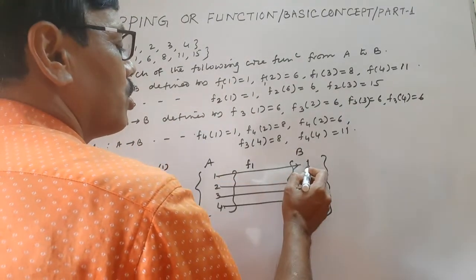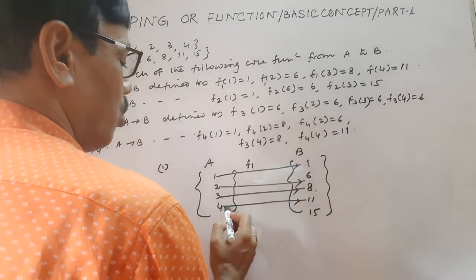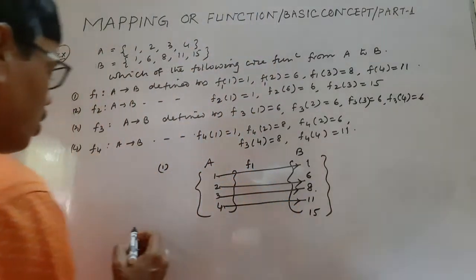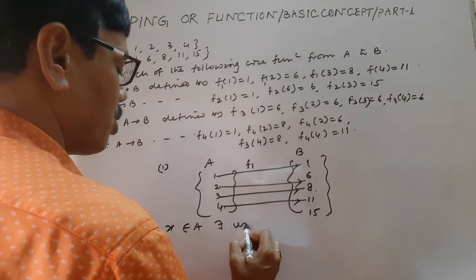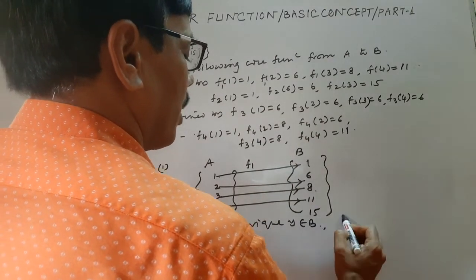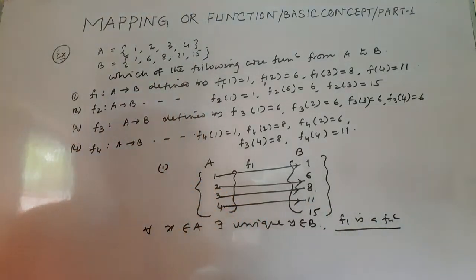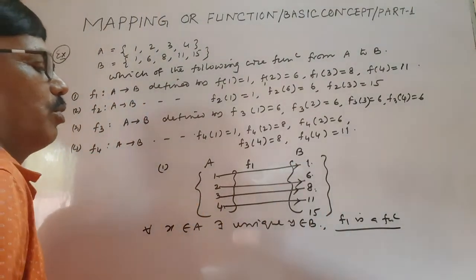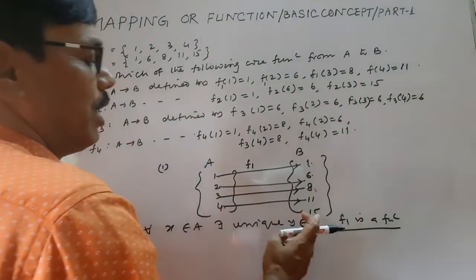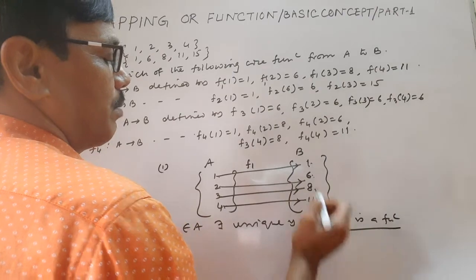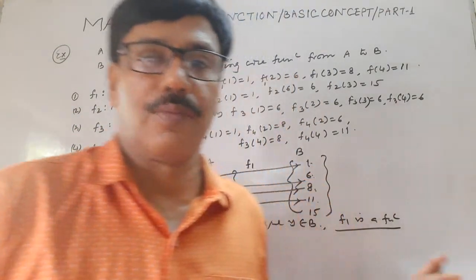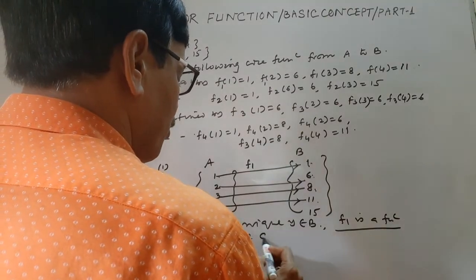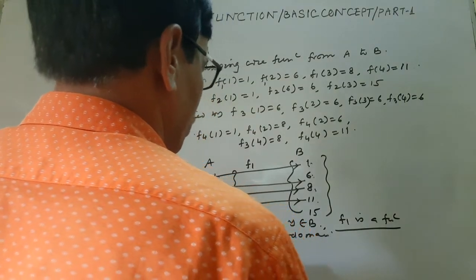Now 1 has image 1, 2 has image 6, 3 has image 8, 4 has image 11. So each element has a distinct, unique image. So for all x belongs to A, there exists a unique y belongs to B. Therefore, F1 is a function. Now, what is the range? Range is 1, 6, 8, 11. 15 is not the image of any element. So 1, 6, 8, 11, 15 is the codomain. So here range is a subset of codomain. I have already stated, range subset of codomain, so it is an into function.